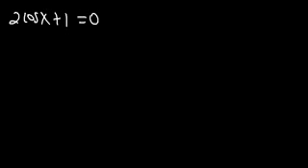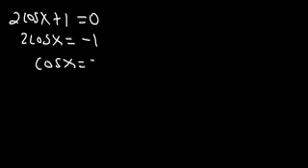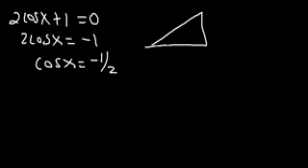So now let's work on solving equations. Let's say 2 cosine x plus 1 is equal to 0. Let's solve for cosine. Let's move the 1 to the other side. It's going to be negative 1, and then let's divide by 2. So cosine is negative 1/2. Now, if we use the 30-60-90 triangle, we know across 30 is 1, across 60 is root 3, across 90 is 2. So adjacent to 1 is 60.